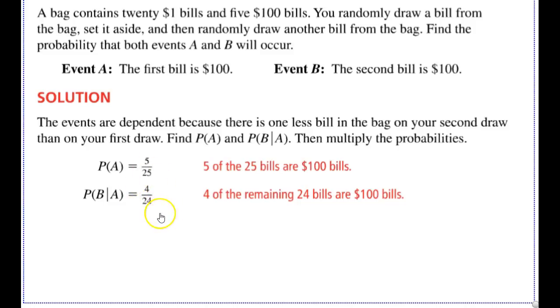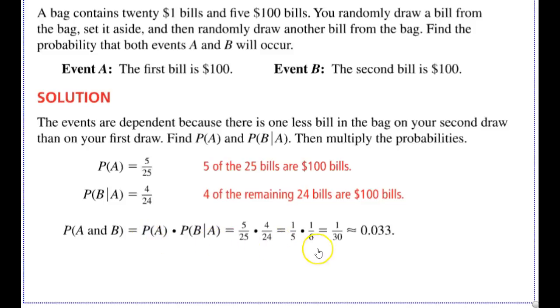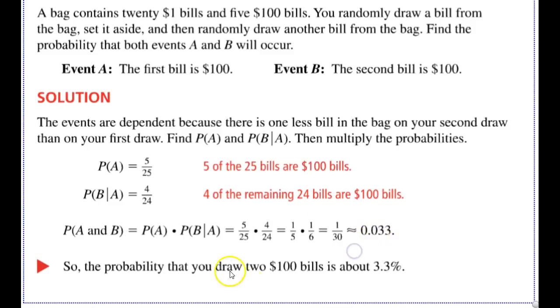Now that I've come up with my two probabilities, I multiply them together, and I end up with 1 over 30, or approximately 0.033. So the chance of me drawing two $100 bills is only about 3.3%. You'll notice in our probabilities the denominator changed, right? Because I don't have 25 bills left in the bag, I only have 24. And if I've already selected one of the $100 bills, there's only 4 of those left. So that's how I can determine what my second probability is going to be. Then I just multiply them together to get my final probability and my final percent.